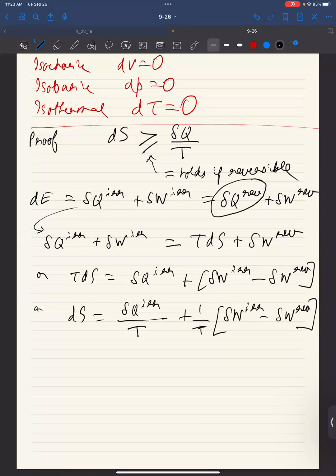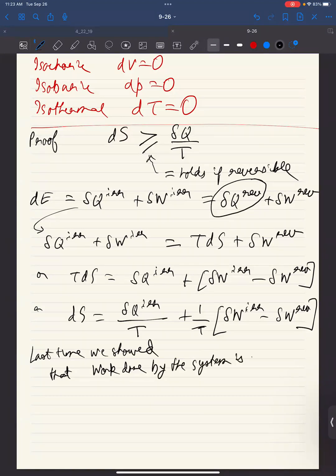Okay, so notice here that delta W is the work done on the system. It's not work done by the system. Last time we showed, and I will go through that proof once again, that work done by the system is maximum for a reversible process.